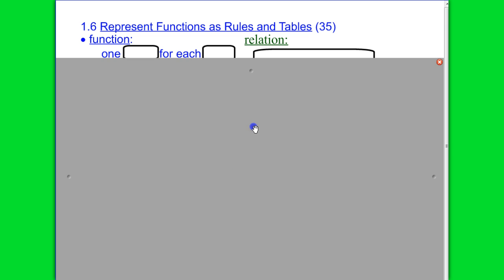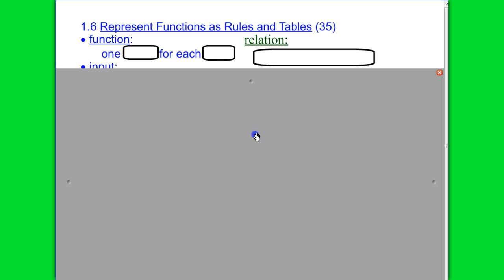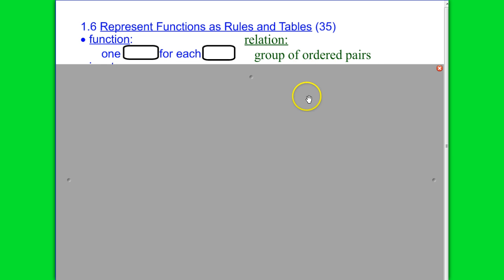So to begin with, any group of points is called a relation. Some relations are functions, some relations are not functions. They're just groups of points that you could plot, right? In order for a group of ordered pairs to be a function, there needs to be one something for each something. And we've talked about this in 7th grade as well. So one output for each input.